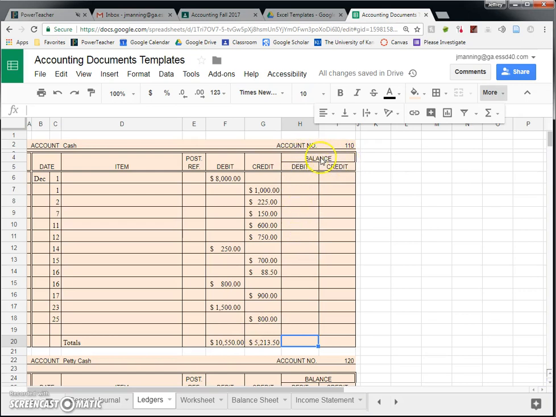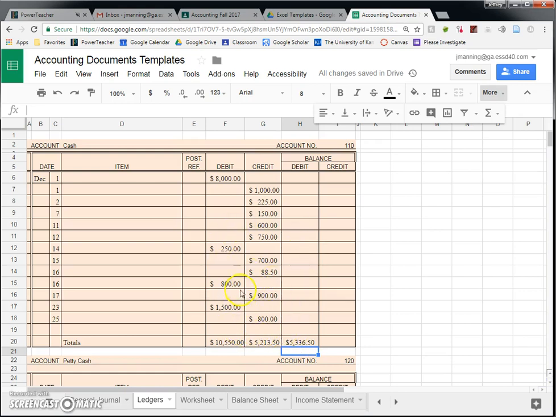So in the balance section, under the debit column, at the very bottom here, I'm going to select that cell, and I'm going to write a really simple equation to subtract these two numbers. So equals this number, my debit total, minus my credit total. I hit enter, and it shows that I have a balance of $5,336.50.